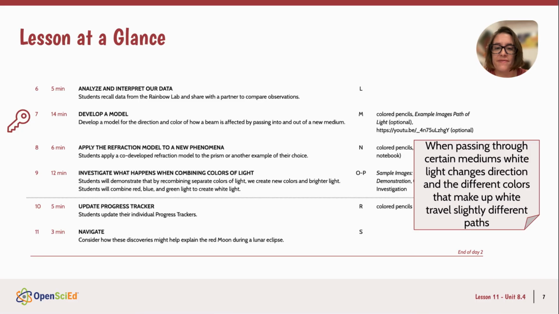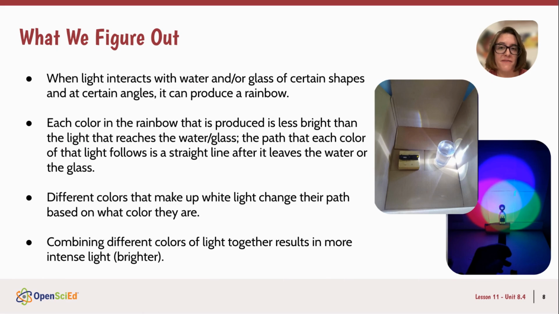By the end of this lesson, students will figure out that when light interacts with water or glass of certain shapes, we can get a rainbow, or at least parts of the colors of the rainbow. And each of those colors are less bright than the original white light. After the white light changes its path and splits into those different colors, they still continue to travel in a straight line. And we also figure out this process works in reverse. You can combine different colors and get a resulting white light that is brighter than the individual colors of light.